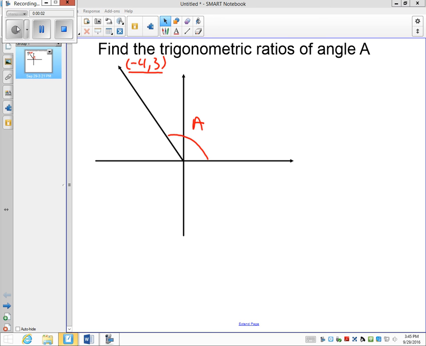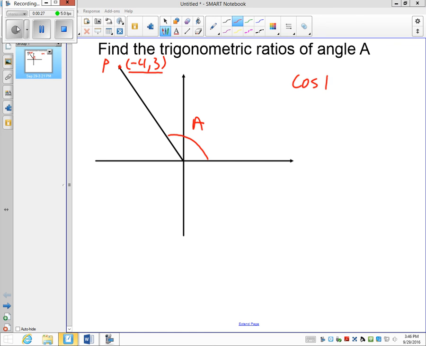In this video, we will find the trigonometric ratios of an obtuse angle A created by any given point. Let's label that point P, that has coordinates -4 and 3. To find the trigonometric ratios of that angle, let's recall first how we can express the trigonometric ratios of an obtuse angle.